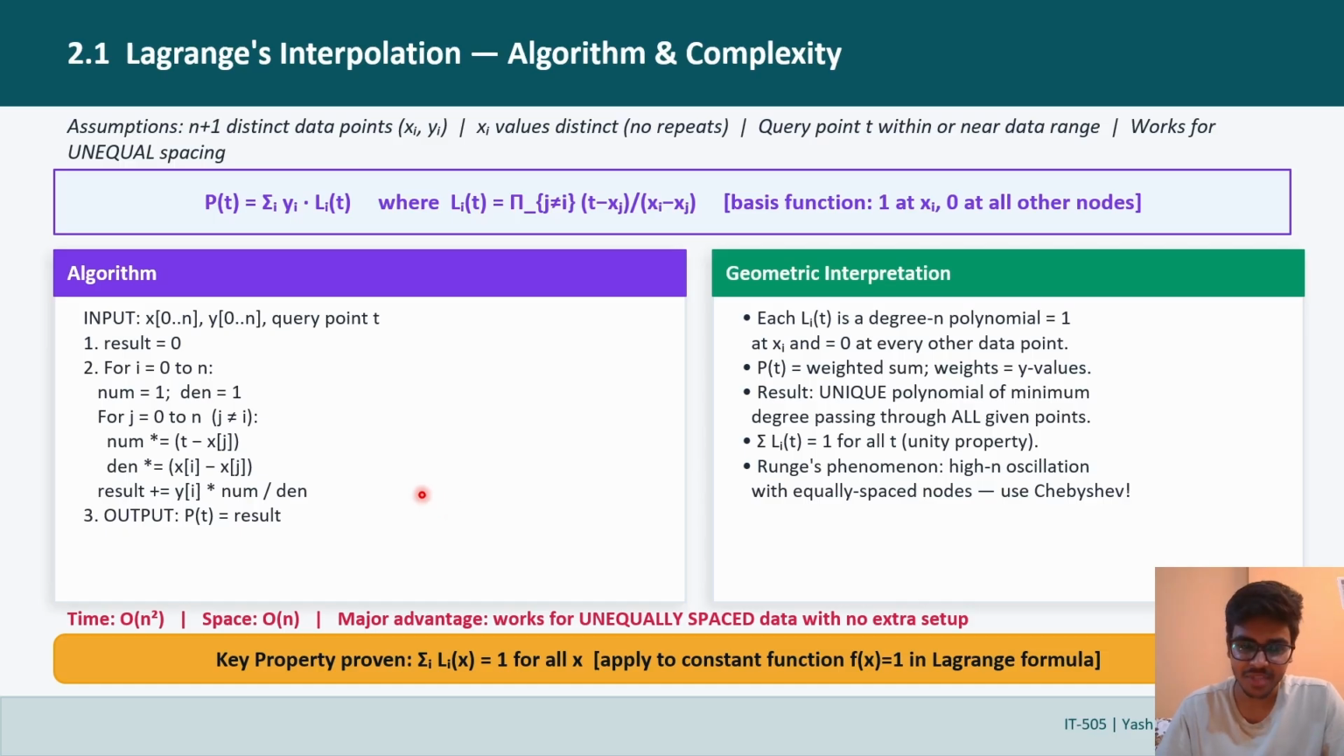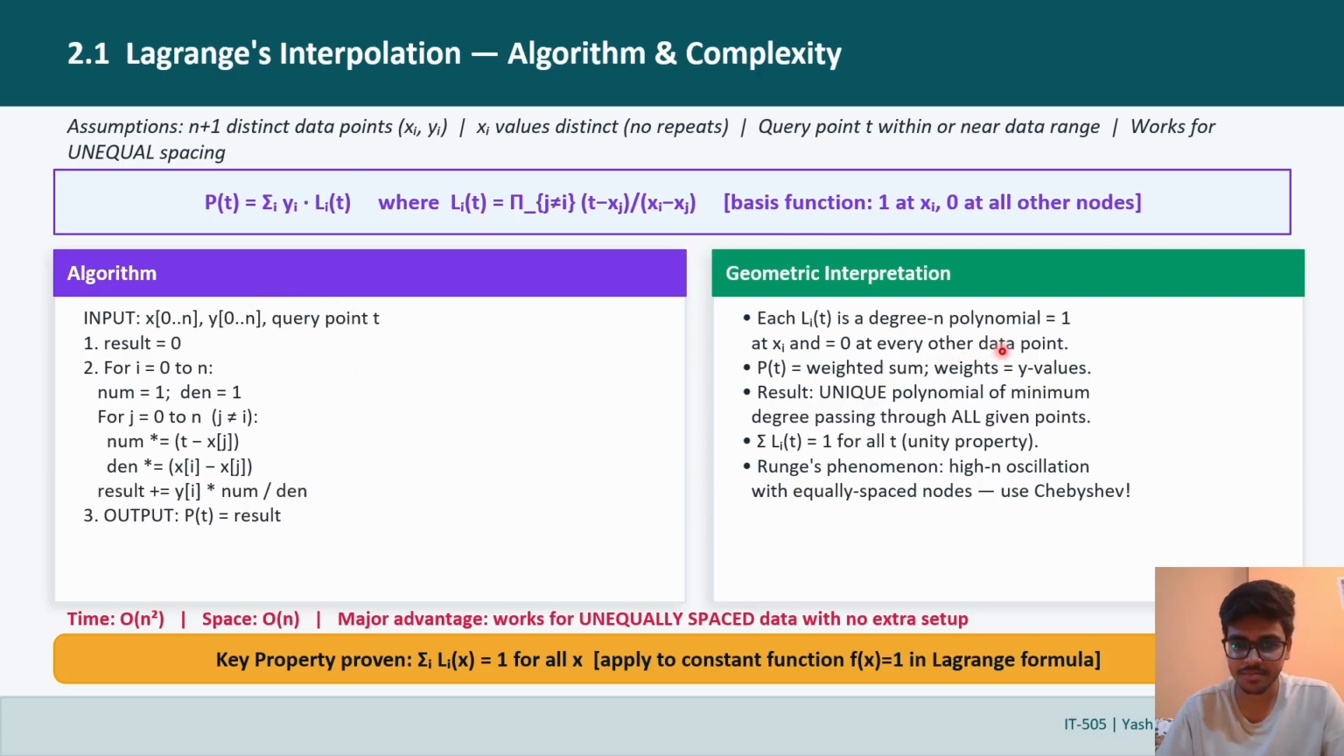Algorithm: for each i from 0 to n, compute the numerator by multiplying t minus xj for all j not equal to i, and compute the denominator by multiplying xi minus xj for all j not equal to i, then divide and multiply by yi, and sum all the contributions.